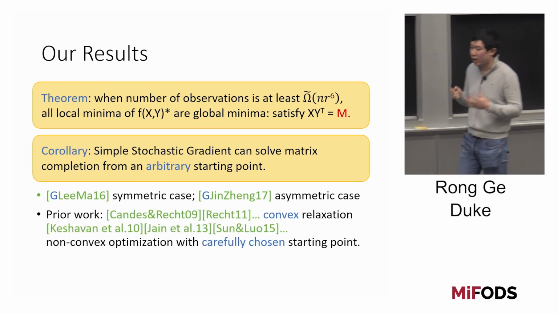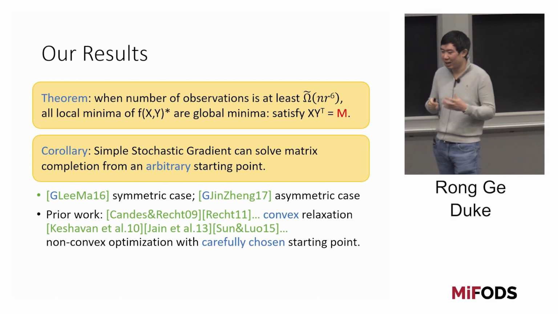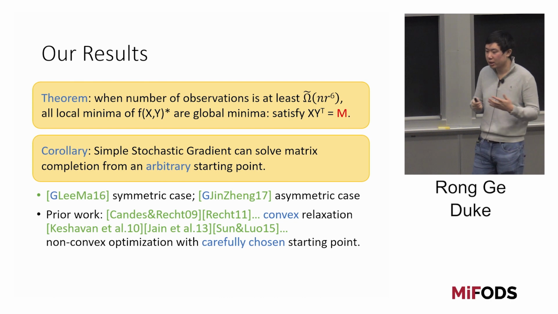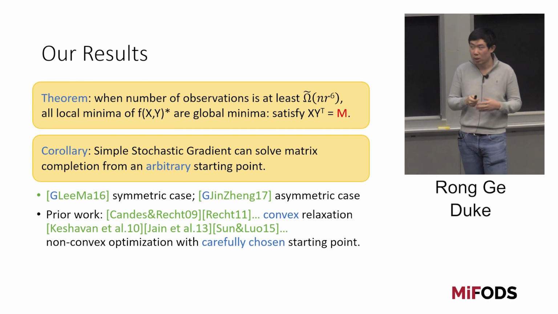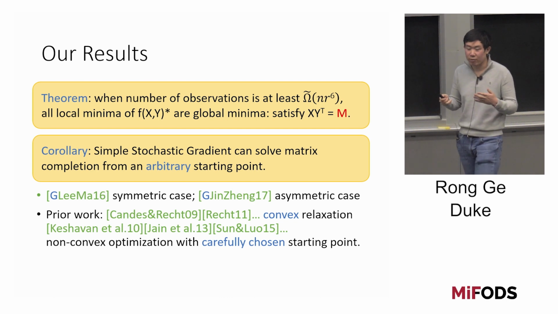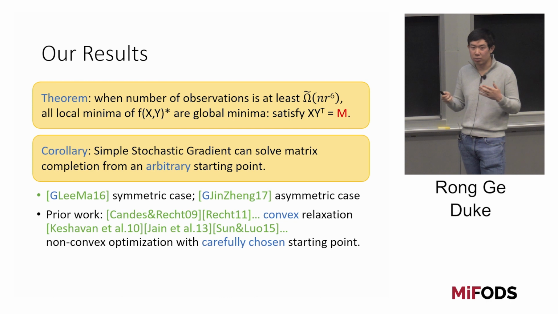There is a lot of prior work on matrix completion, which I will not be able to go over. But roughly, they are in two categories. The first category solves matrix completion problems using convex relaxation. These works have very tight dependencies on the rank. They only need n times r times polylog observations, which is much better than ours.